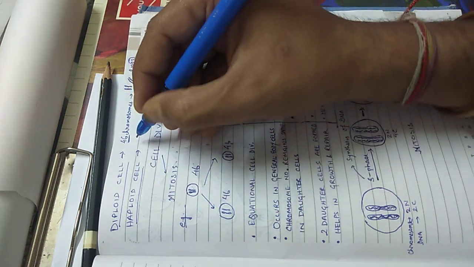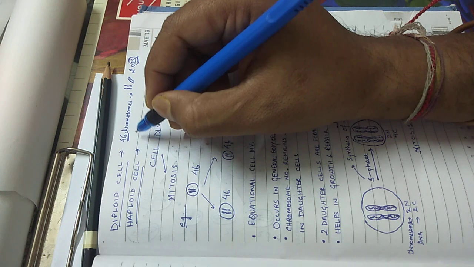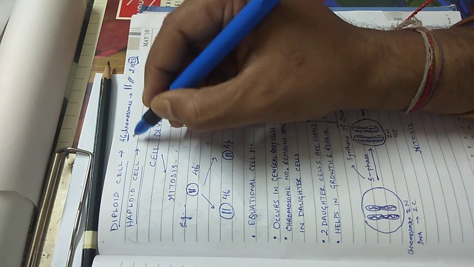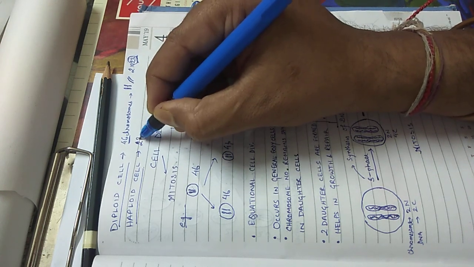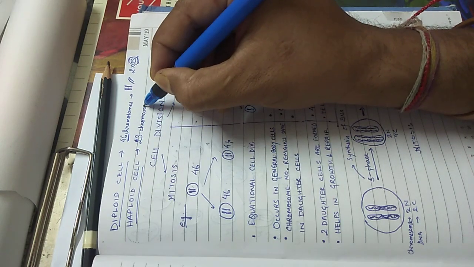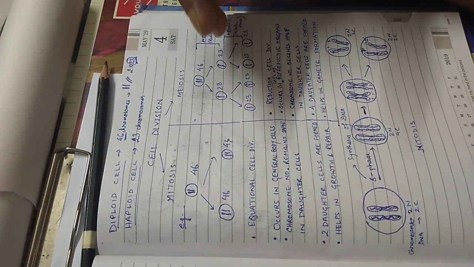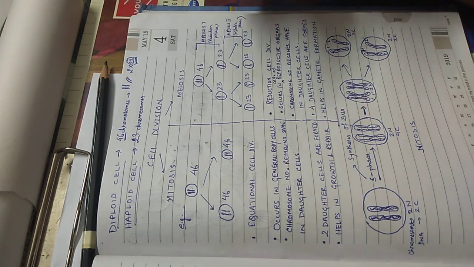What is haploid? Haploid means when the chromosomes are half in number. So if there are any cells in our human body which have only 23 chromosomes, not 23 pairs but 23 chromosomes, then that cell will be called a haploid cell. So diploid means when the chromosomes are in pairs, haploid means when the chromosomes are half in number.